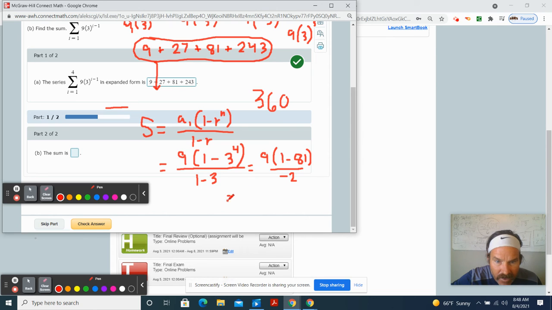Okay, so I have 1 minus 81. Well, 1 minus 81 is a negative 80. So negative 80 times 9, that's a negative 720. I divide that by a negative 2, and I end up getting positive 360.